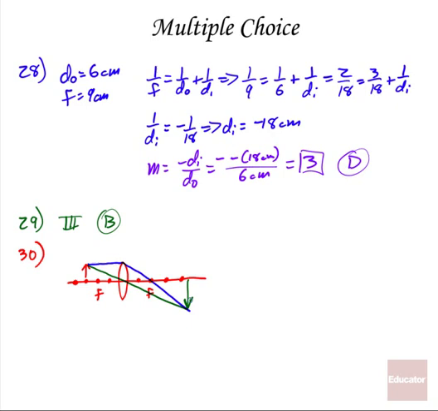test, you do that with a straight edge to make sure that you're as accurate as possible. But if you look, right away we can see we've got a real image because the light rays are actually converging where we have our image. It's inverted, and it is magnified. So the correct answer here would be D. It's real and magnified, larger.